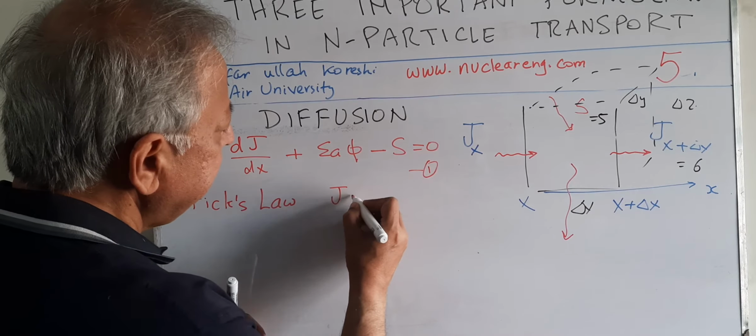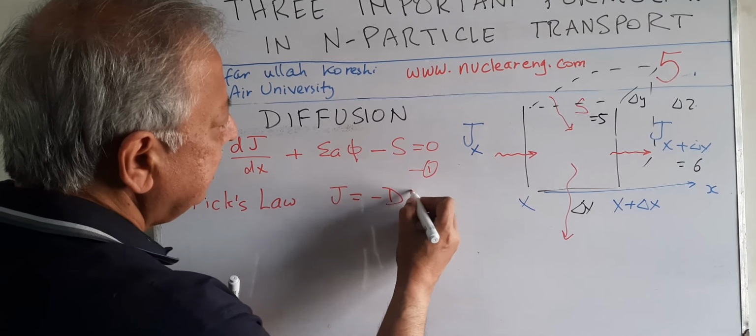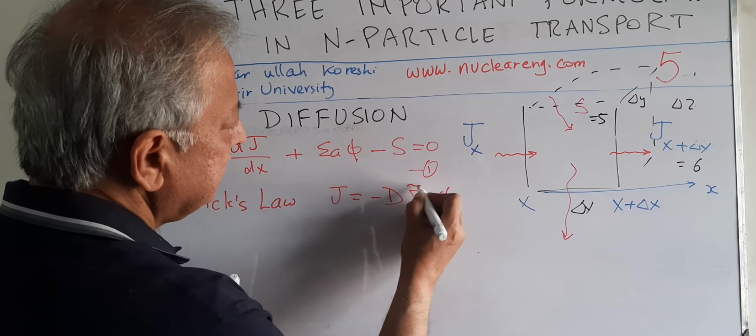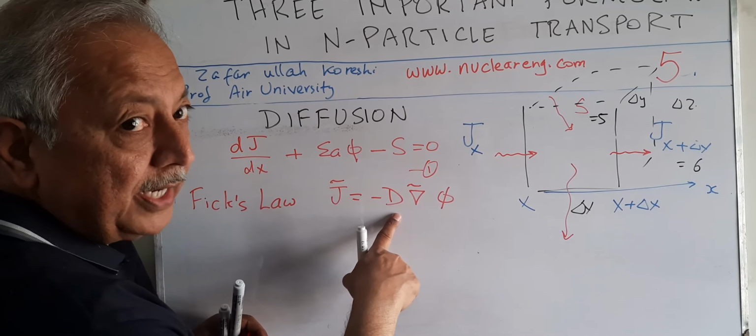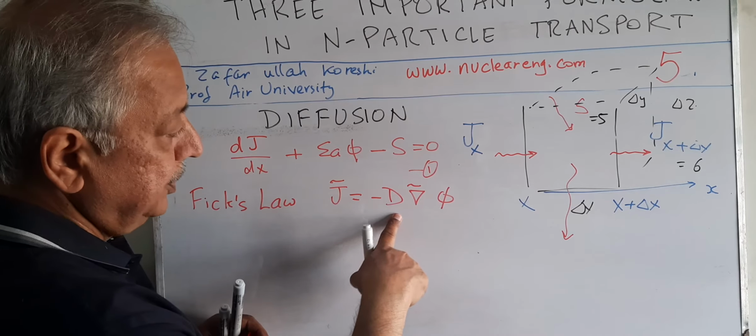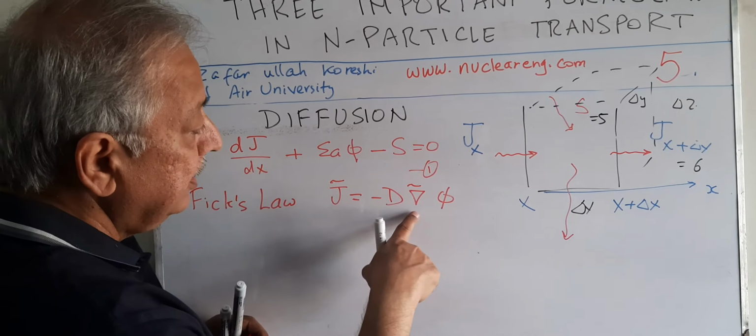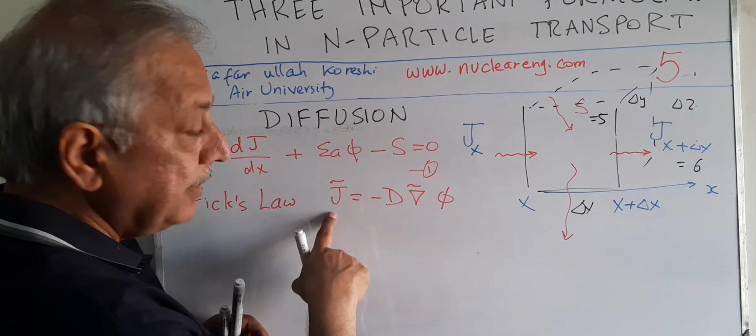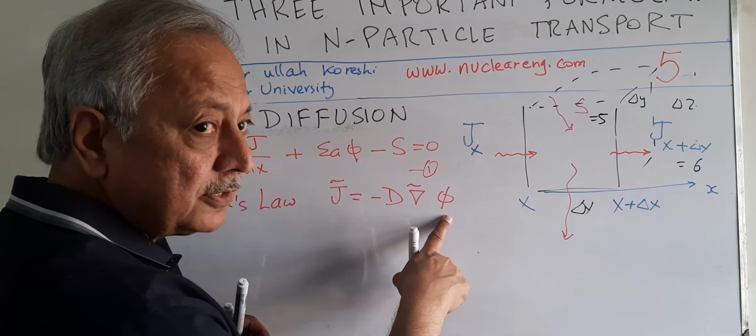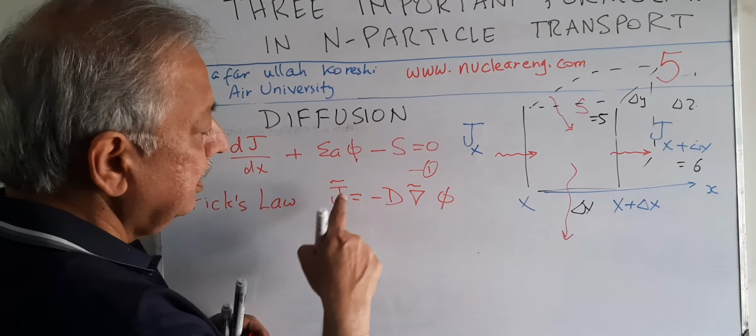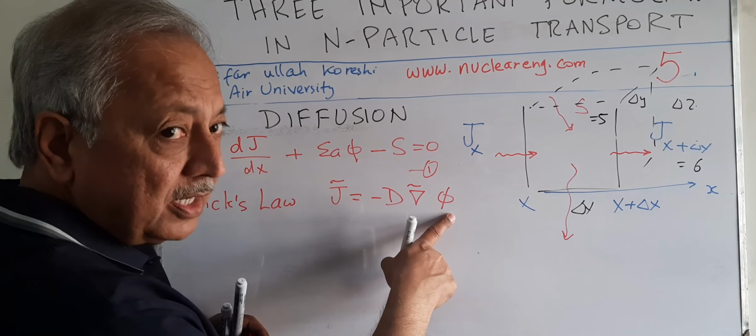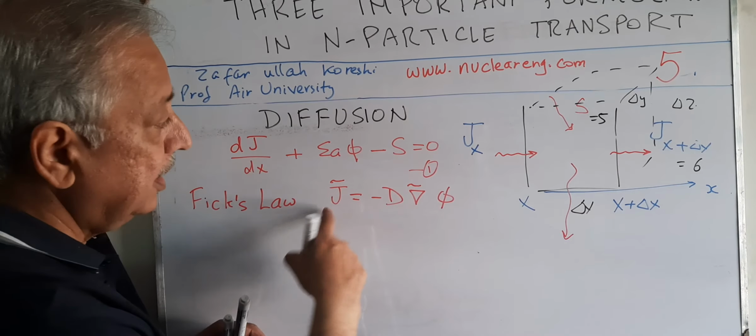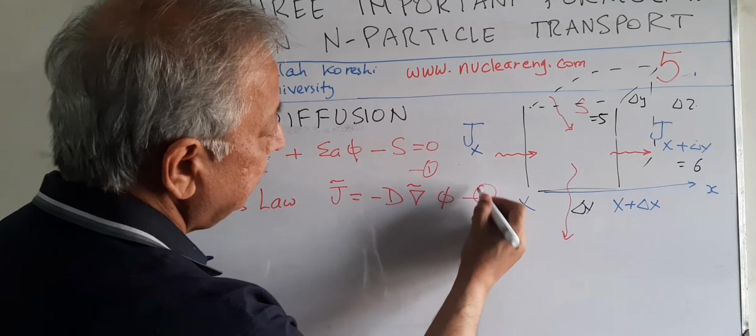So the relationship between cause and effect is this kind of relationship, that J is equal to minus D, some diffusion coefficient, times grad phi. So vector gradient, vector current, scalar flux. Cause, effect. Cause is the flux, effect is the current. So let's call this equation 2.